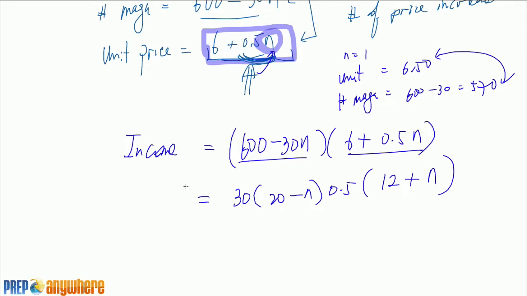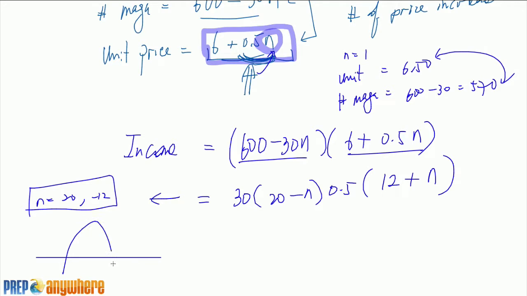Okay, so from here, this translates into the x-intercepts, right? When n is equal to 20 and negative 12, the income will be 0. So if you draw a graph, it looks like the following. Minus 12 and 20. The midpoint is going to be our magical maximum income number. So what's the midpoint of 20 and minus 12? It's 4, exactly 4. So when n is equal to 4, income is maximized.